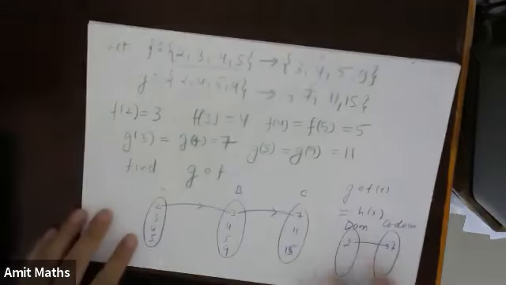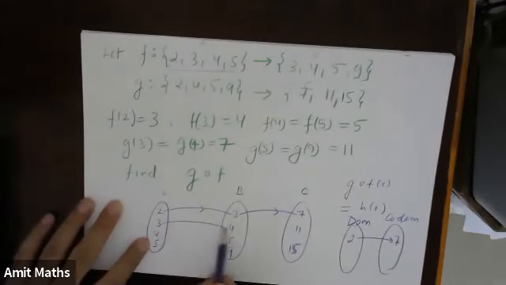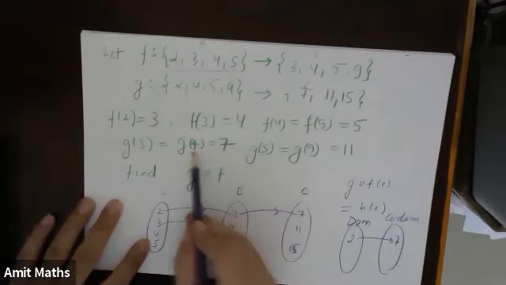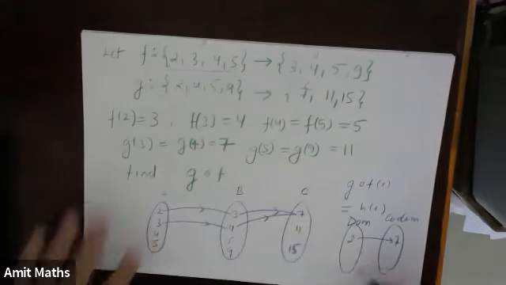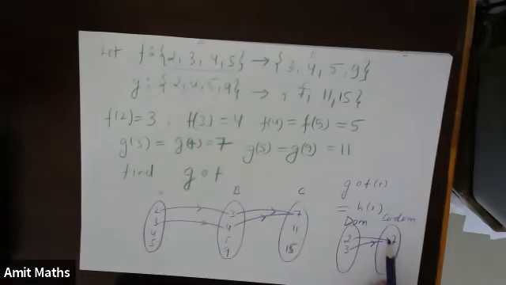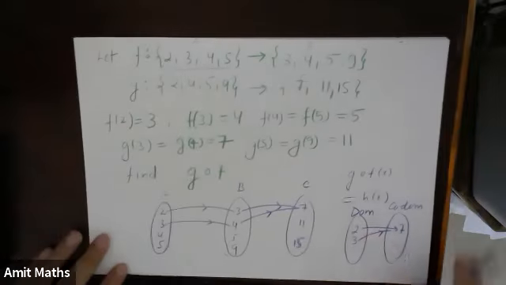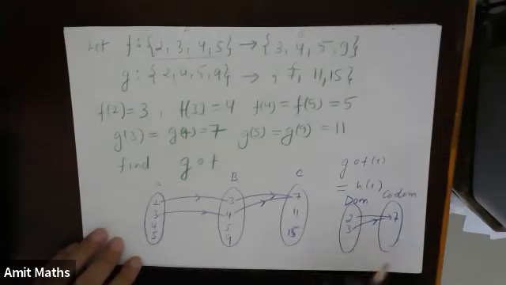Okay, fine. Then f of 3 is equal to 4. F of 3 will give you 4. And g of 4 will give you 7. That means 3 will also give you 7. That means 2 is also giving you 7 and 3 is also giving you 7. Has everybody understood? Fine. Next part.